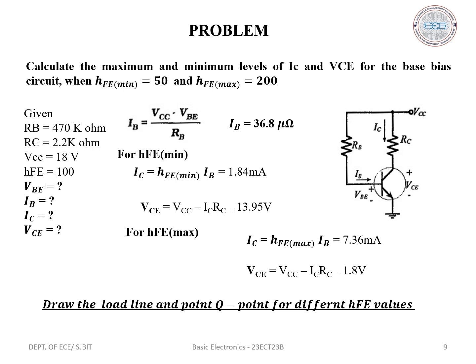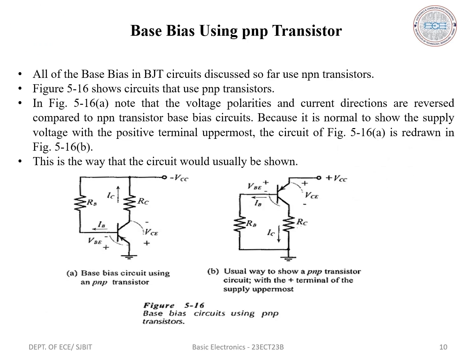Next we will calculate for the maximum value, that is for HFE maximum. For HFE maximum, in the same way we will calculate IC as well as VCE. IC equals HFE maximum into IB, which will be equal to 7.36 milliamps, and VCE equals VCC minus IC into RC, which equals 1.8 volts. So next we will draw the load line and Q point for different HFE values.